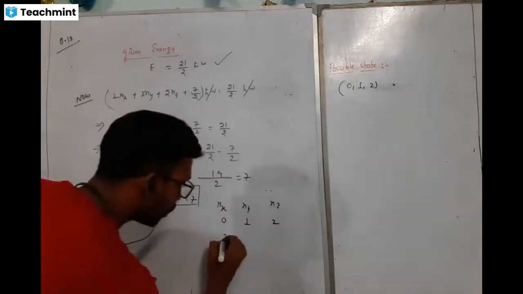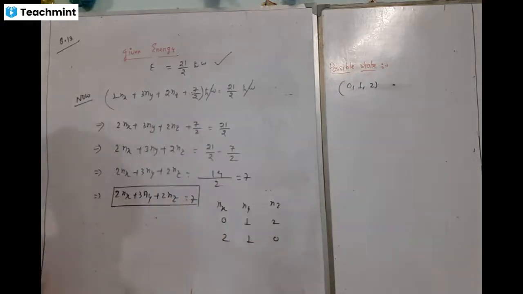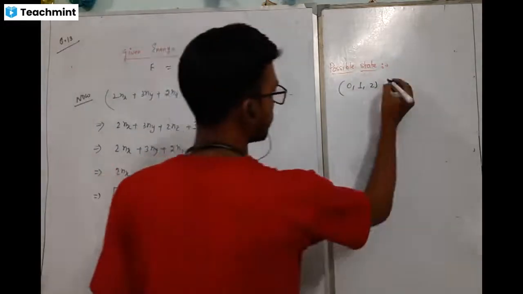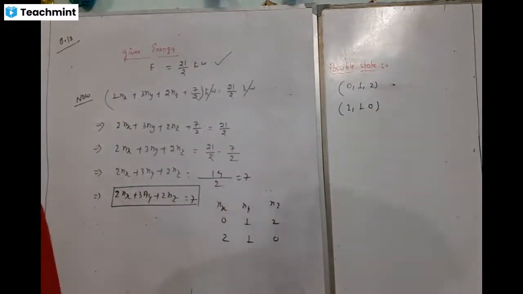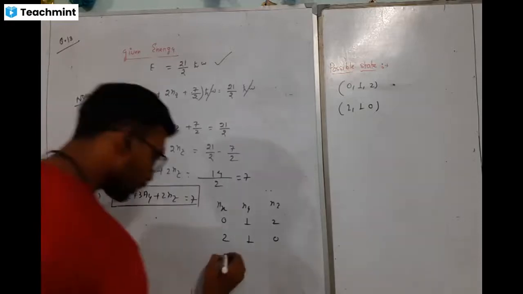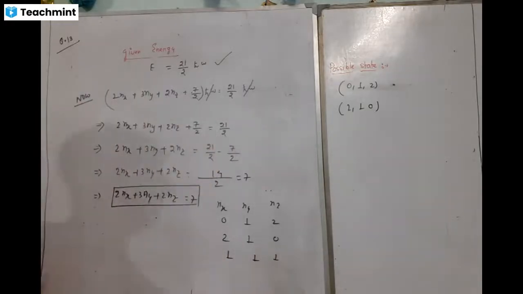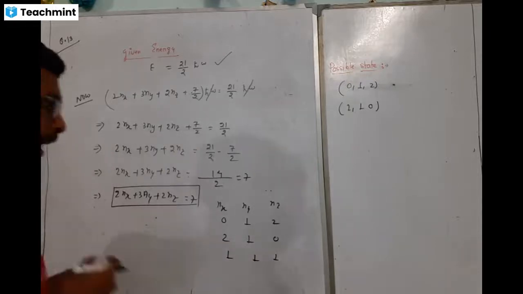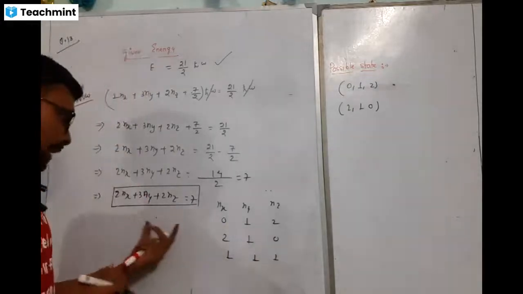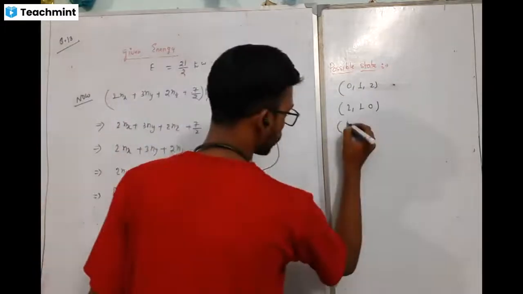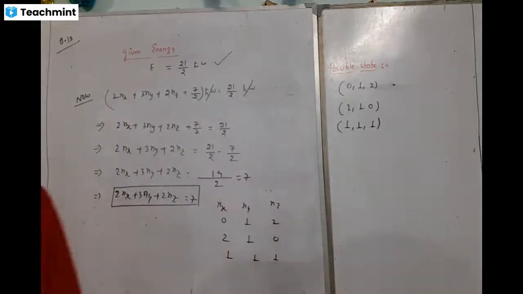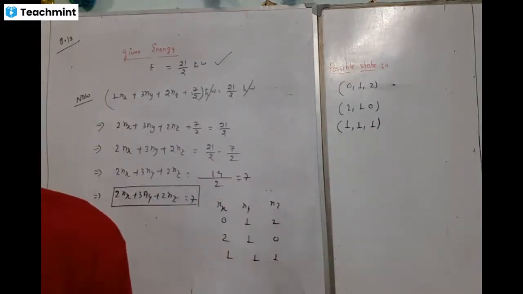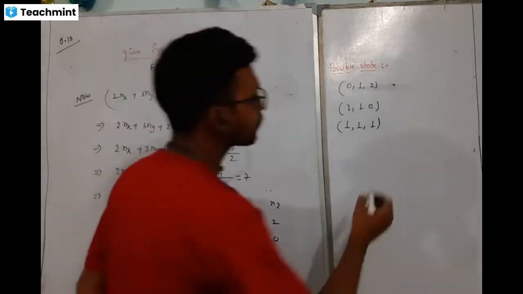Next put 2, 1, 0. So another state is basically 2, 1, 0. This is another state, and also another is basically 1, 1, 1. Nx equals 1, ny equals 1, and nz equals 1, and also we get 7. So the corresponding state is 1, 1, 1. Okay, so we get basically 3 states.